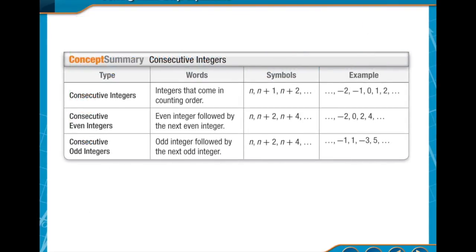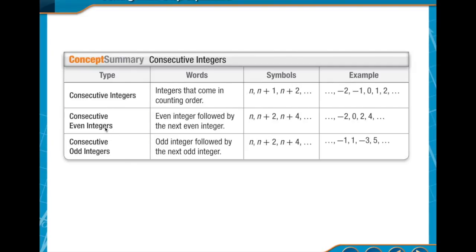So we've also got some consecutive integers to talk about. We know that consecutive integers are just one number, the next number, the next number. So the symbols we use for that are n, n plus 1, and n plus 2.